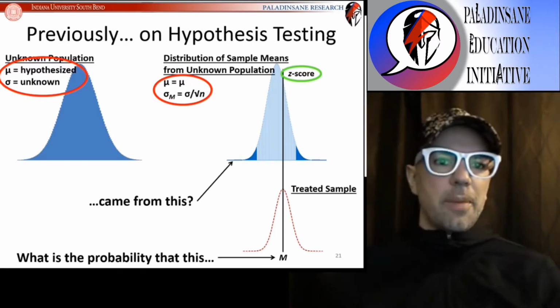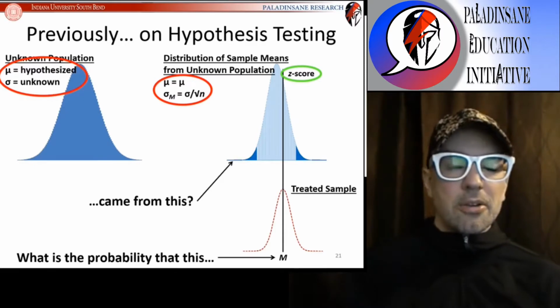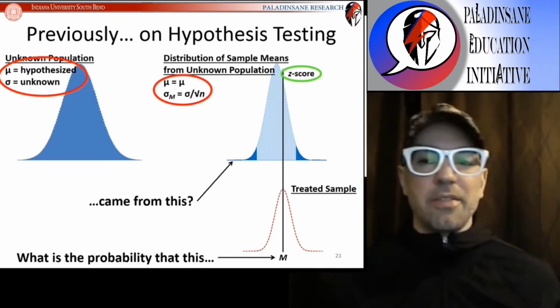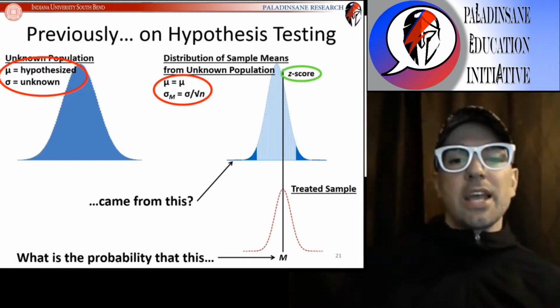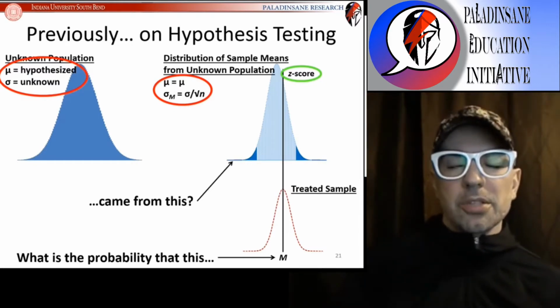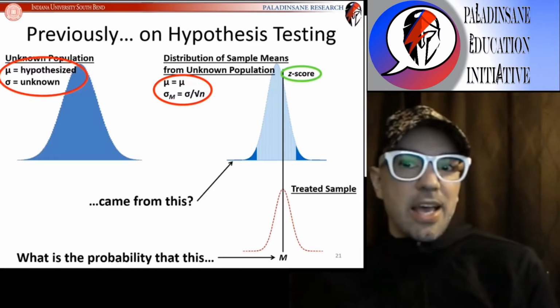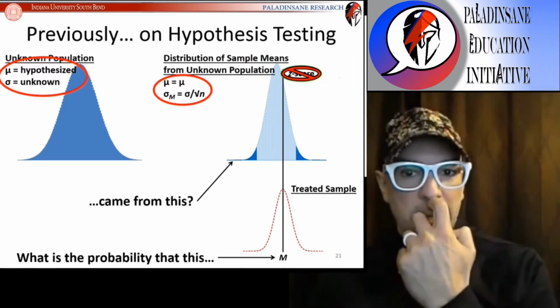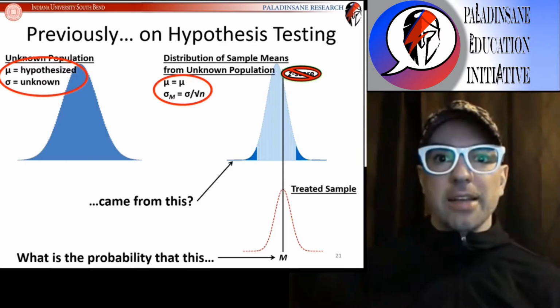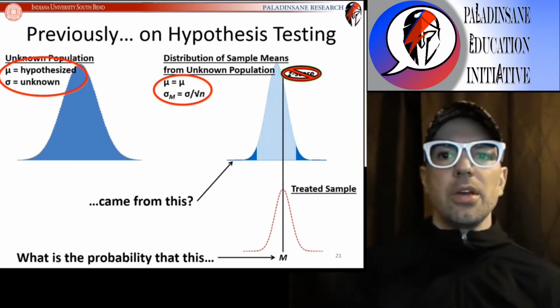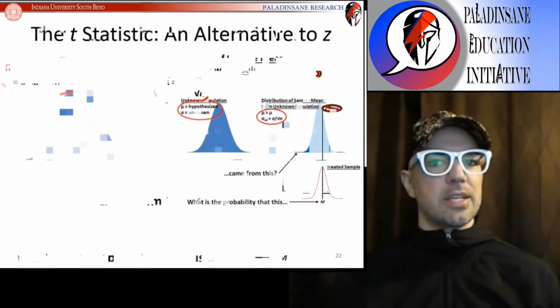And in this unknown population, we're missing numbers, right? We don't have the standard deviation of the population to plug into this formula. So if we cannot calculate the comparison distribution, that means that we can't calculate the z-score that we need in order to do our hypothesis test, and we've reached an impasse. We need a new solution. And the new solution that we use is called the t-statistic.